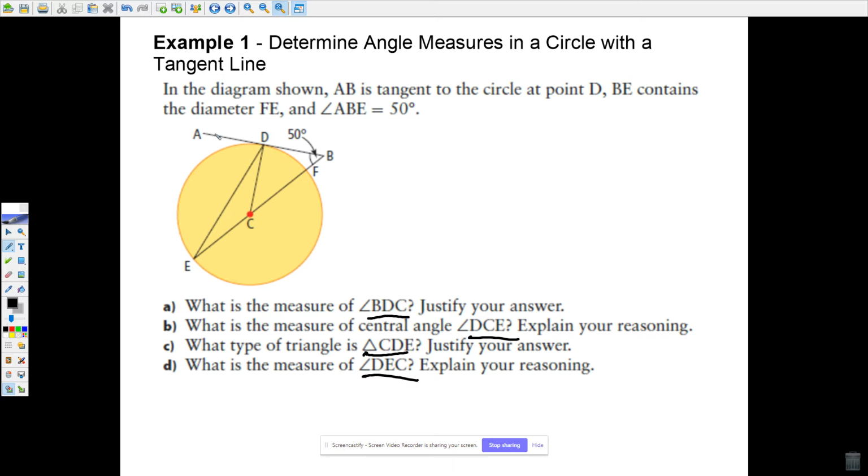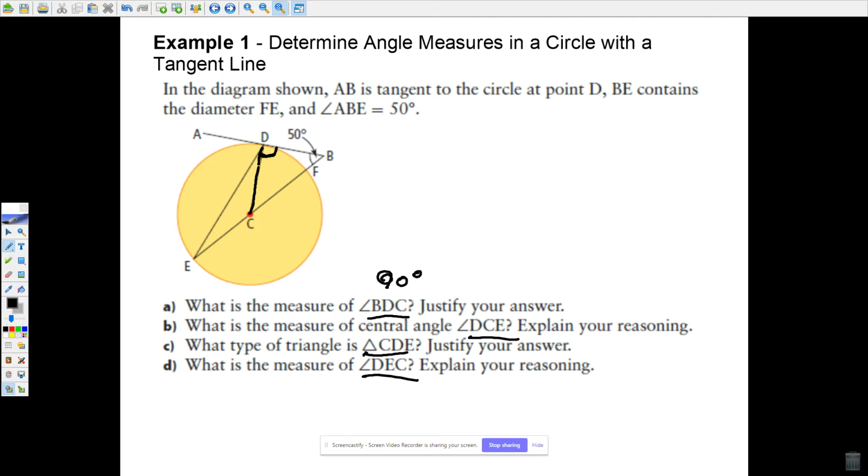Well, this is a tangent line with the point of tangency right at point D. This line C comes down and touches this line right at the point of tangency. So this forms a 90-degree angle. So the answer to what is the measure of BDC is 90 degrees. Okay.